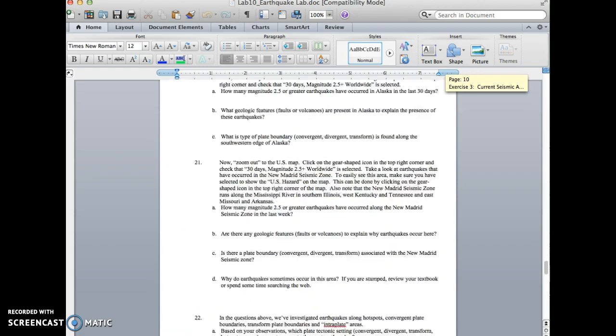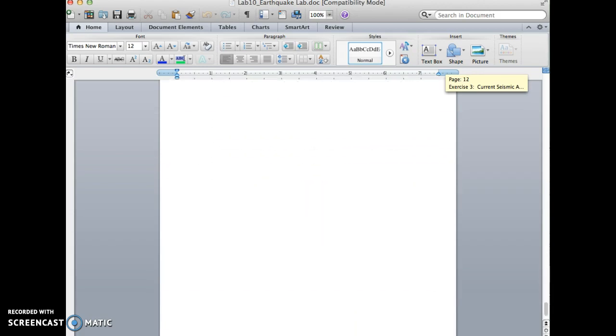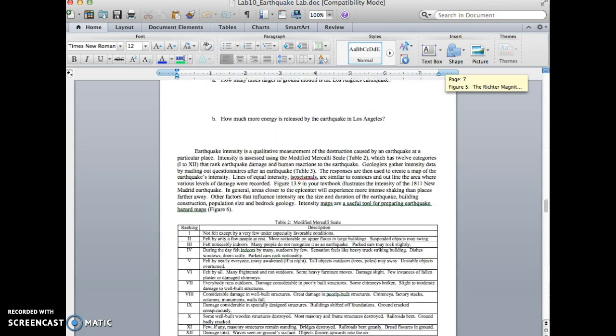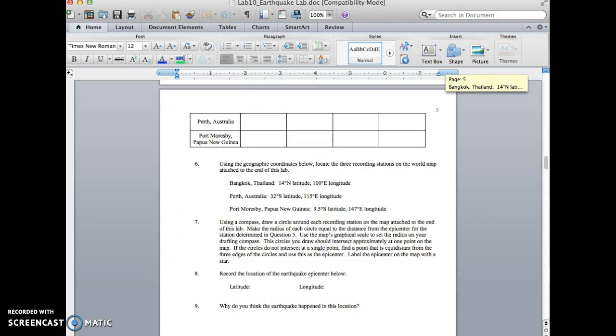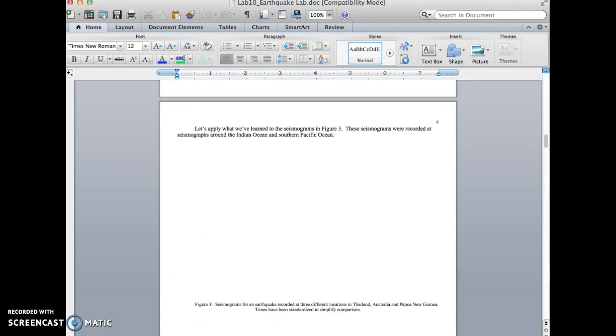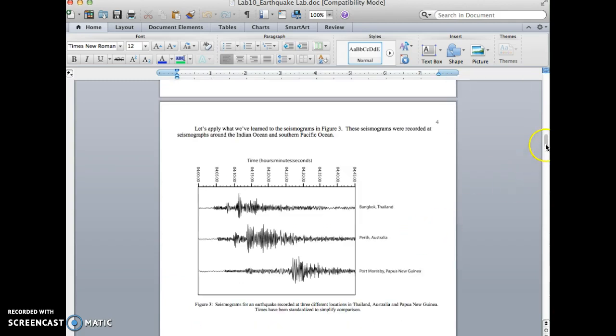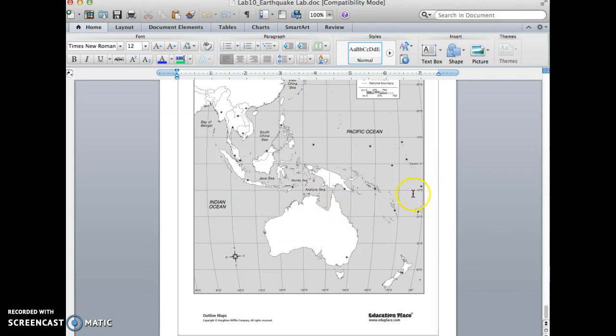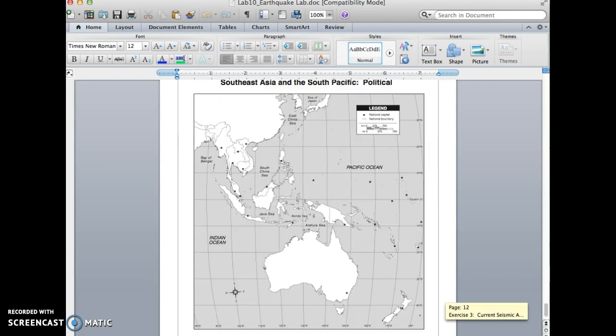Where is it? It should be the last page. Yep. Okay, so print out the last page of this document. It will allow you to plot your earthquake locations very easily using a drawing compass.